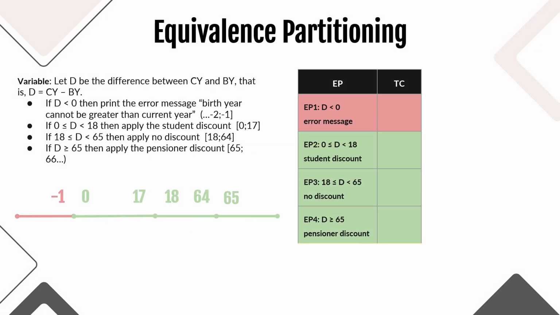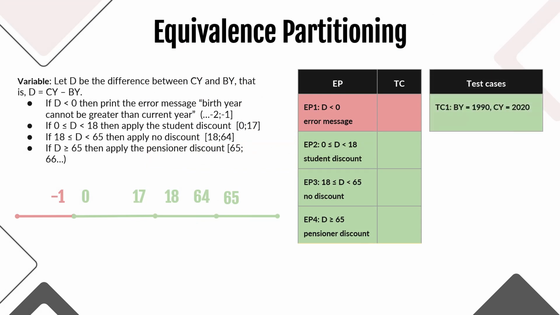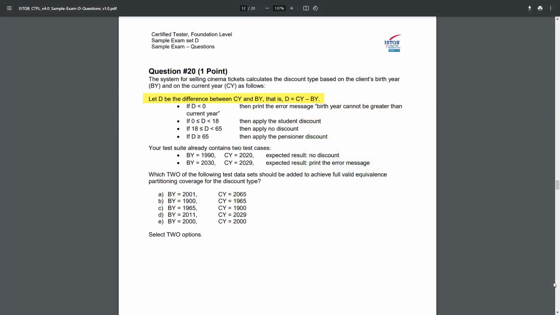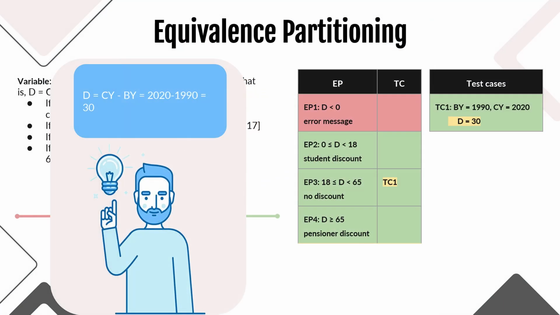The first test has two values: birth year 1990, current year 2020. This causes certain difficulties because we need the value of D, not the years. In the description of the question, the formula D is indicated. Let D be the difference between the current year and birth year. Accordingly, the D value for the first test is 30. This corresponds to the third equivalence partition.